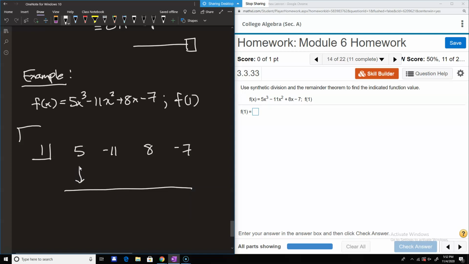So we bring down the 5. 5 times 1 is 5. Negative 11 plus 5 is minus 6. Minus 6 times 1 is minus 6. Add, you get 2. 2 times 1 is 2. Negative 7 plus 2 is minus 5. So this remainder is our answer right here. So this tells us that f of 1 is exactly equal to minus 5. That's it.